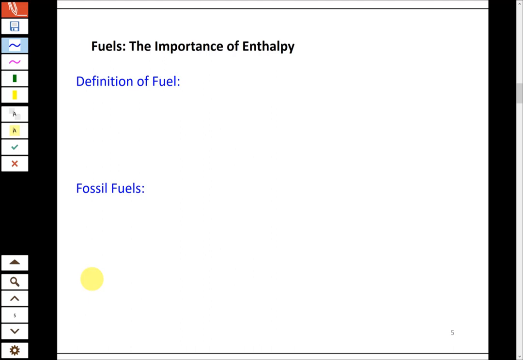So let's talk a little bit about fuels and kind of how it relates to enthalpy, the stuff we learned in this chapter. So we're not going to spend a ton of time on this, but just to give you the sort of highlights, the things we kind of expect you to be familiar with. So a fuel, what's the precise chemistry definition? It's a substance that has a lot of stored energy.